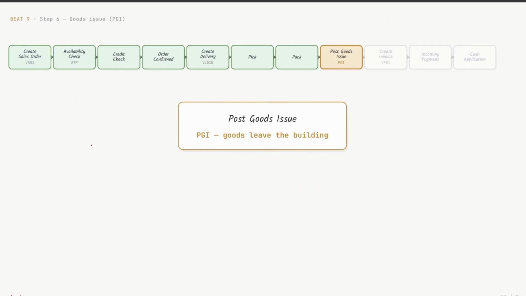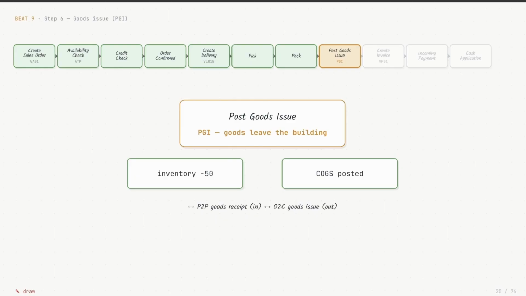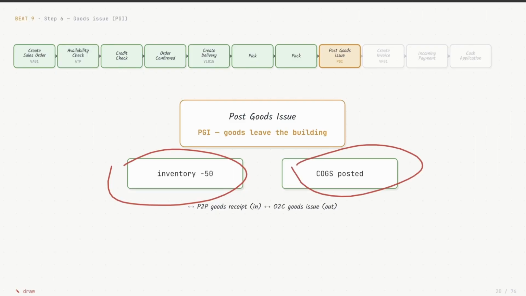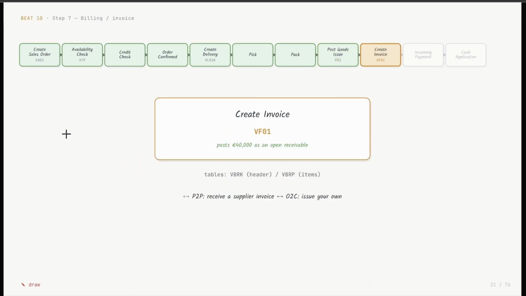You have what we call a post-goods issue. So the moment the goods leave the building, you have the inventory that's going to drop, and you have the cost of goods sold that's posted. It's added to your accounts, of course. Now you invoice, so you create the billing document.